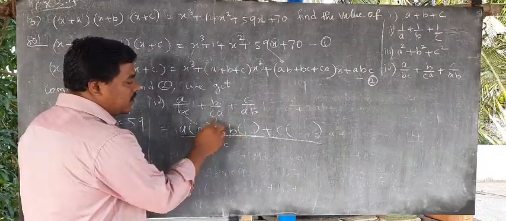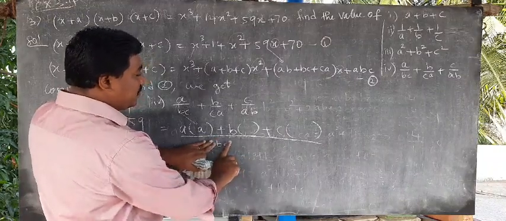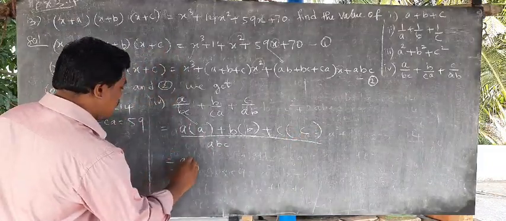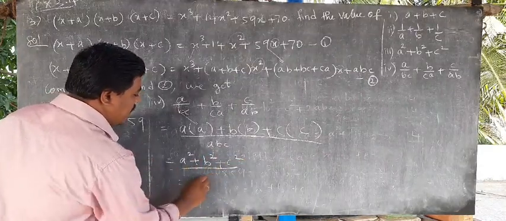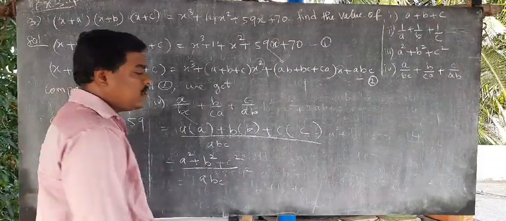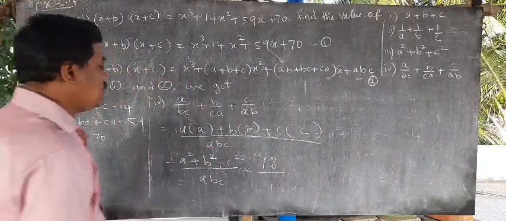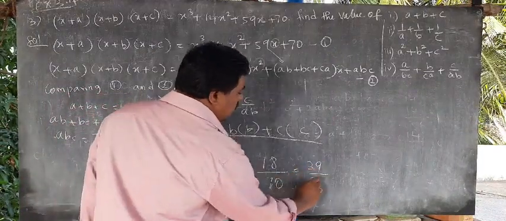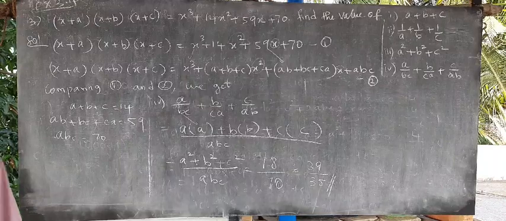CA, here what? CA, the remaining term is B. AB, the remaining term is C. So A square plus B square plus C square by ABC. Now we have already found A square plus B square plus C square is 78. ABC equals 70, so 78 by 70, which is 39 by 35. This is the answer for this subdivision 4 also.